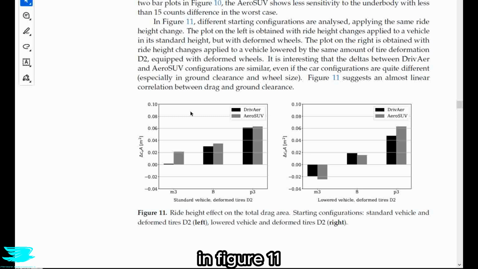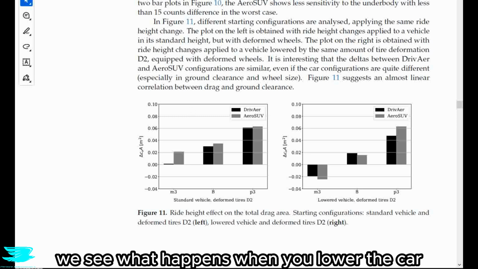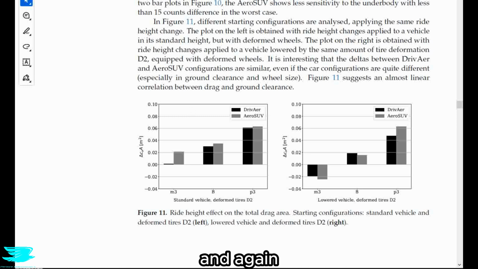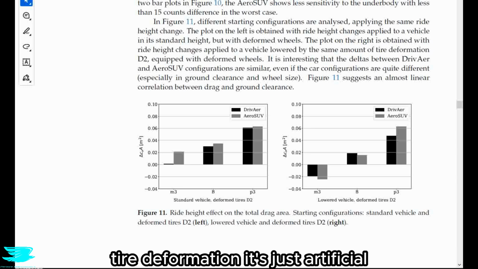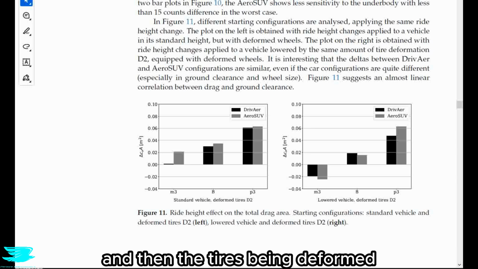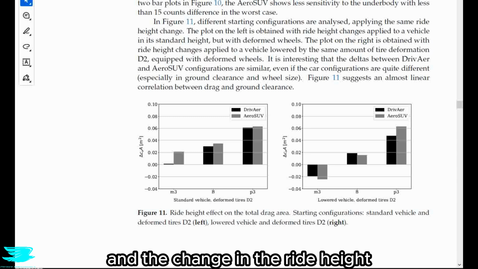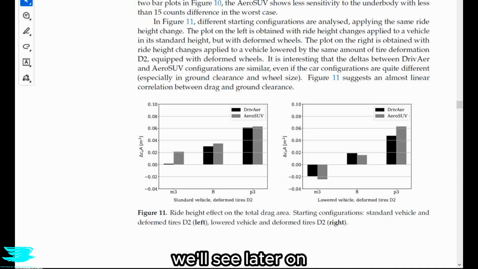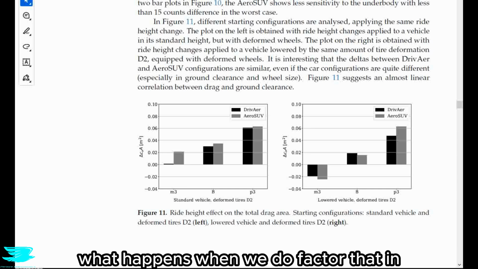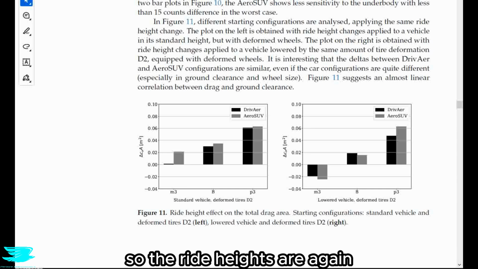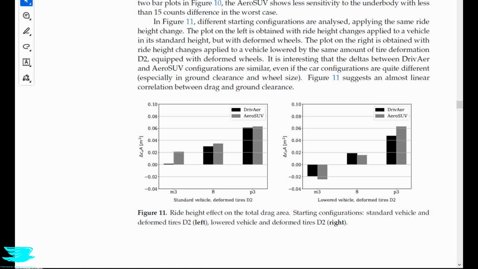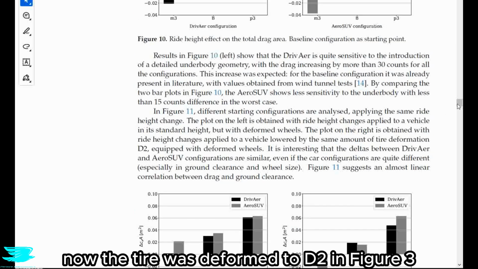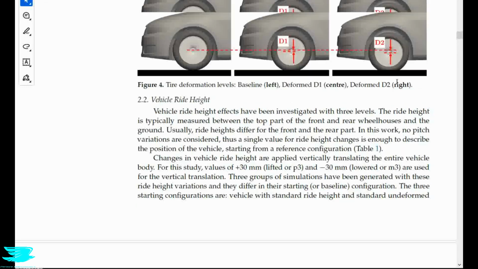Well, in figure 11, we see what happens when you lower the car and add in tire deformation. Again, the change in the ride height isn't coming from the tire deformation, it's just artificial. The tire is being deformed and the change in ride height because of that is being ignored right now. We'll see later on what happens when we do factor that in. So the ride heights are again those cryptic M3, B, and P3 labels. Now the tire was deformed to D2 in figure 3.